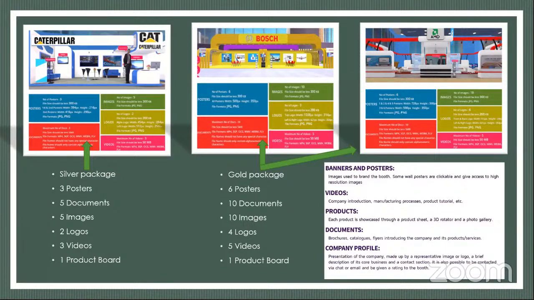The gold package, on the other hand, is 6 posters, 10 documents, 10 images, 4 logos, 5 videos. And as I'd mentioned before, if you want to double up, then you get double of these benefits. You're also allowed to upload your company profile. Most banners and posters, the resolutions have been provided as stated here to all the people that have subscribed.